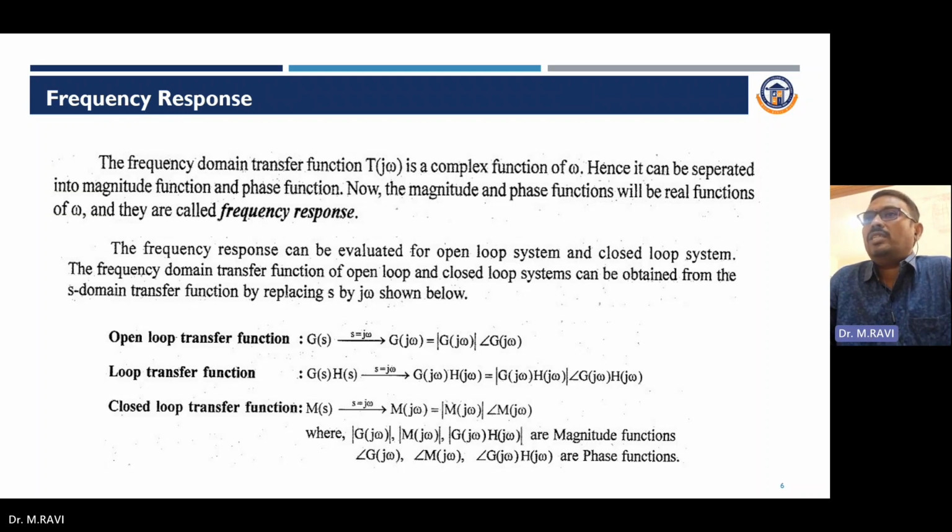The closed loop transfer function M(s) is written as M(jω) = |M(jω)| ∠M(jω), where |G(jω)| and |M(jω)|, the modulus of G(jω)H(jω), are the magnitude function. The angle of G(jω), the angle of M(jω), and the angle of G(jω)H(jω) are the phase function of the frequency response.